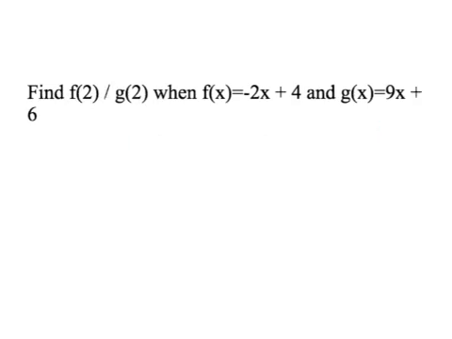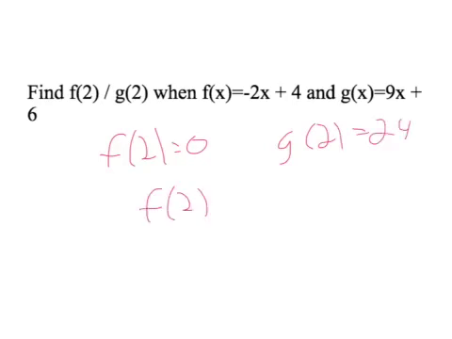Okay, pause and do the division. So f of 2 is equal to 0. g of 2 is equal to 24. I'm doing f of 2 divided by g of 2, which would give me 0 over 24, which is equal to 0.